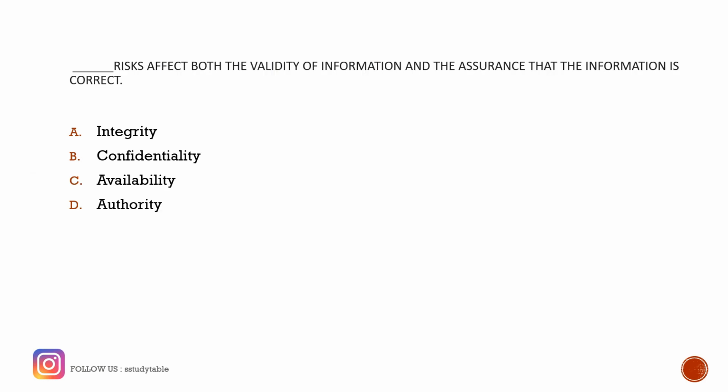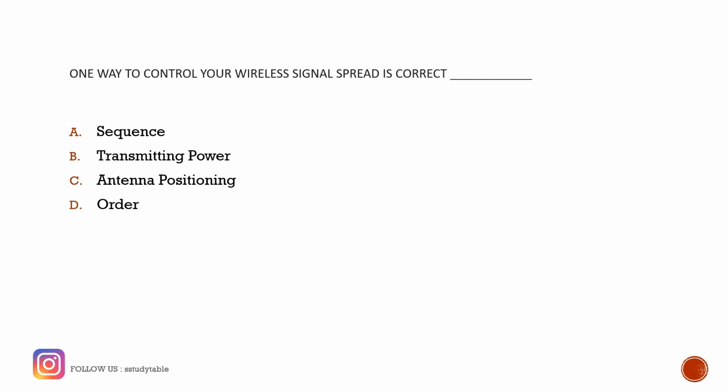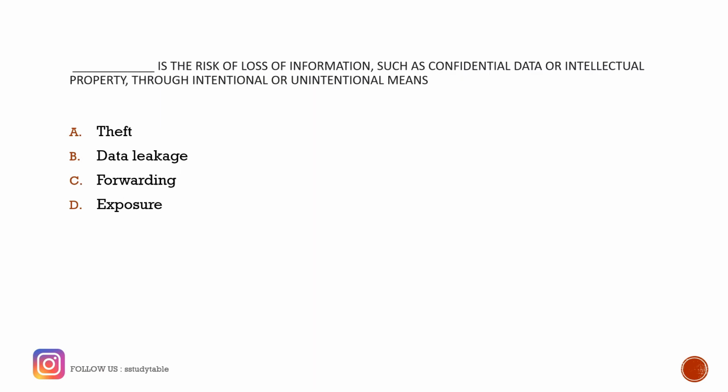Next, dash risk affect both the validity of information and the assurance that the information is correct. The answer is integrity. Next, one way to control your wireless signal spread is. Answer is antenna positioning. Next, dash is the risk of loss of information such as confidential data or intellectual property through intentional or unintentional means. Answer is data leakage.